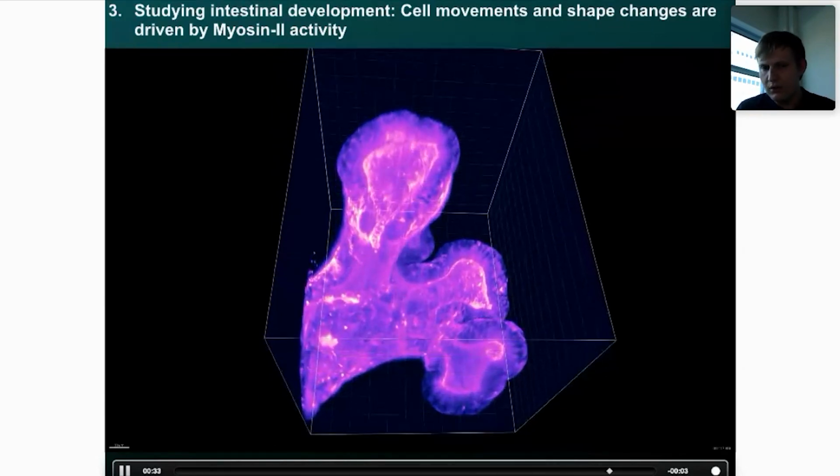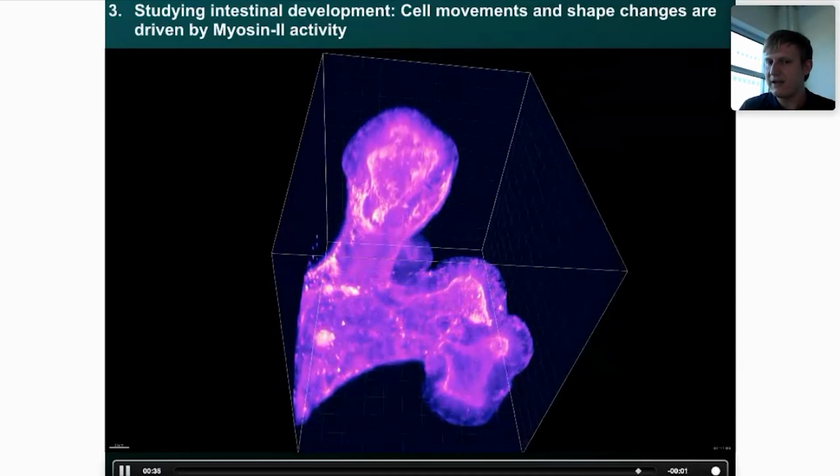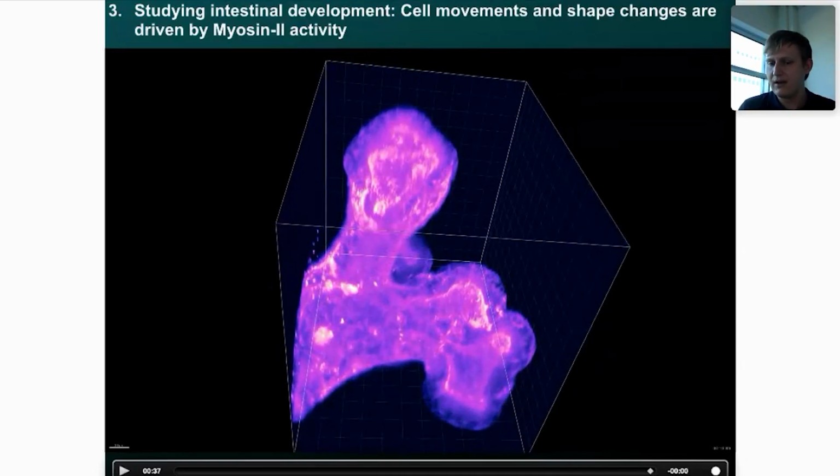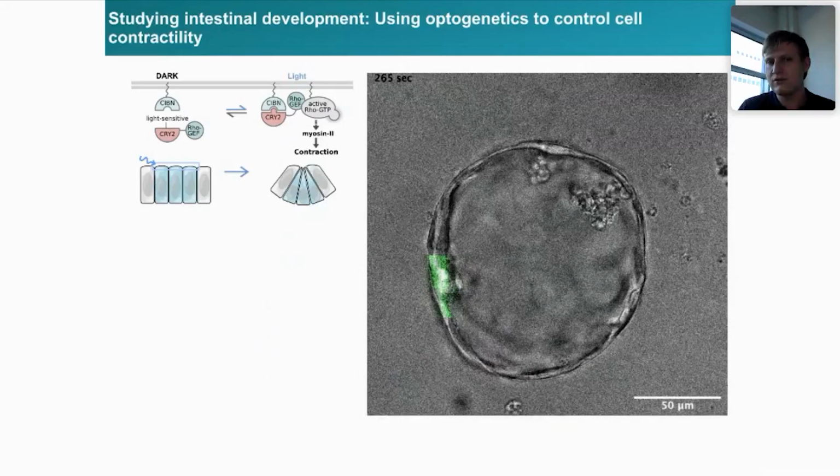And we know a lot about many aspects of tissue development. But what I want to do is to use optogenetics to control cell contractility and really interfere with these shaping events by activating and controlling myosin activity, the activity of this major motor protein. I don't want to go into any details, but basically, using a two-component system that is derived from plants, I introduced this into intestinal organoids.